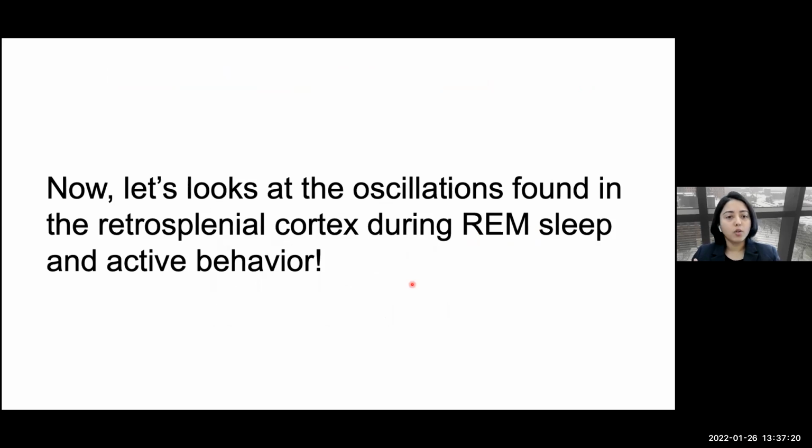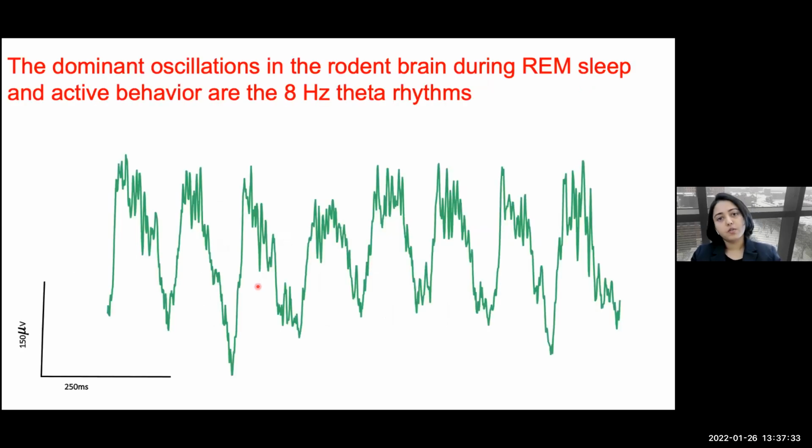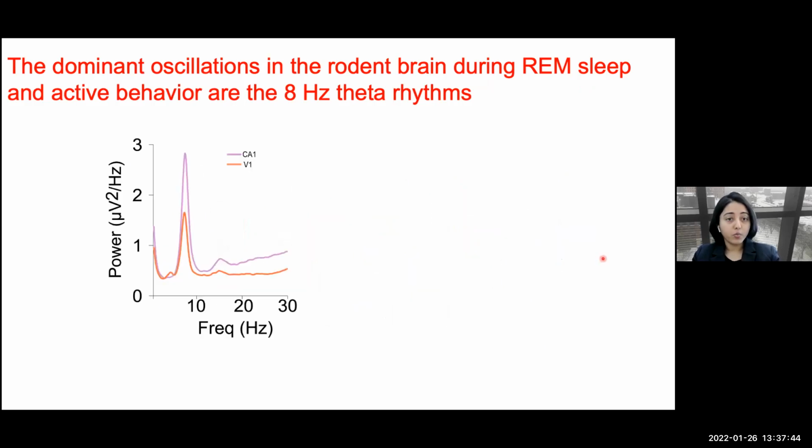Now that we understand what local field potentials are and what oscillations are, let's look at the oscillations found in the retrosplenial cortex during REM sleep and active behavior. The dominant oscillations in the rodent brain during both REM sleep and active behavior are these 8 Hz theta rhythms seen here in the local field potential. Another way to visualize this would be in a power spectrum, which gives us the distribution of power across frequencies. In this plot, we see increased theta power in both CA1 and V1, which is seen during both REM sleep and active behavior.